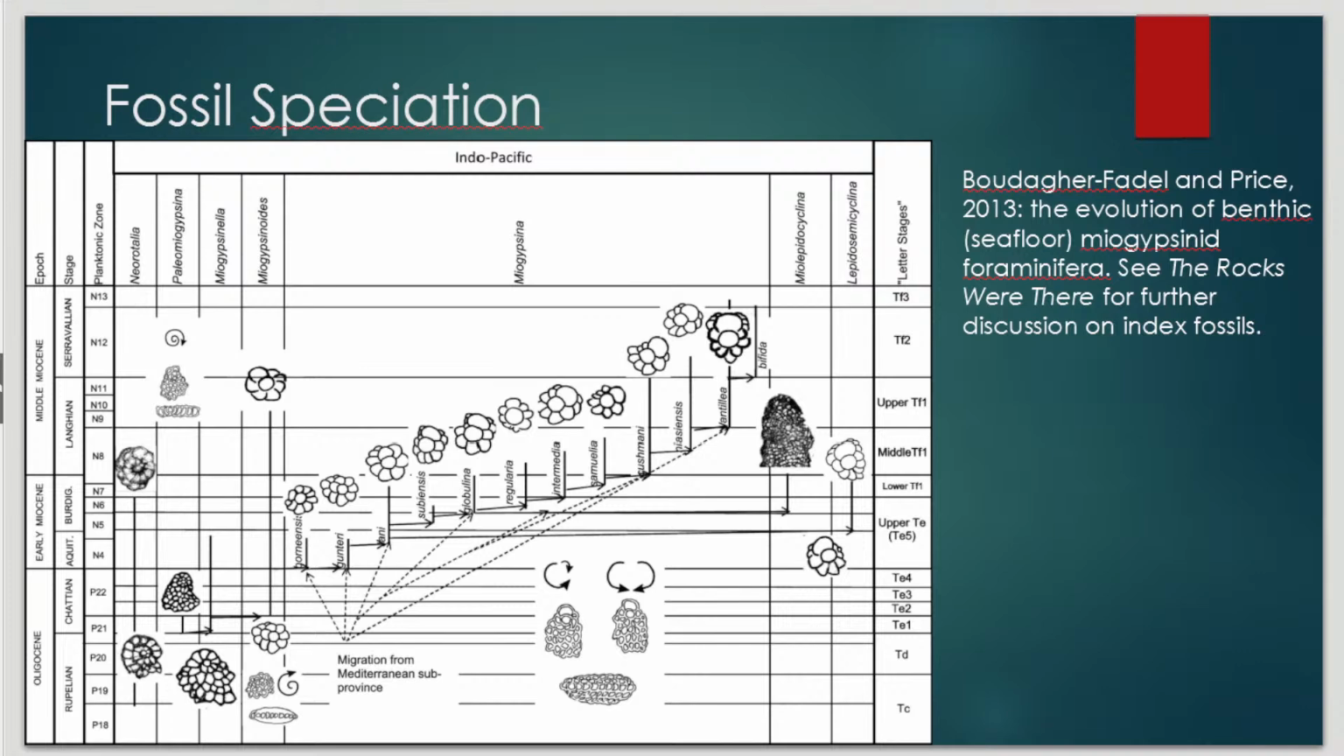These are meogypsinid foraminifera. And so you can see this gradual change as you go up through the geologic column. It's a really, really cool chart. I'm a big fan of this chart. And yes, RJ and I discussed index fossils in the rocks. So if you don't have that book, why not?